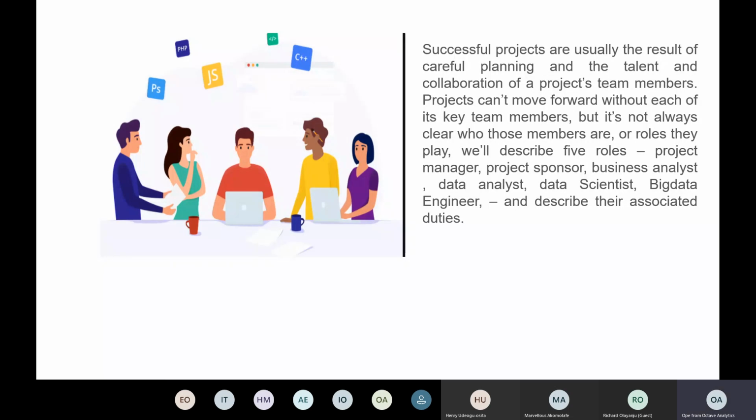Projects can't move forward without each of their key team members, but it's not always clear who those members are or the roles they play. So for every project, there are different roles expected for the success of the project. For an analytics project, you definitely need your data scientists, your big data engineers, your business analysts, and visualization experts, and some other roles as needed.